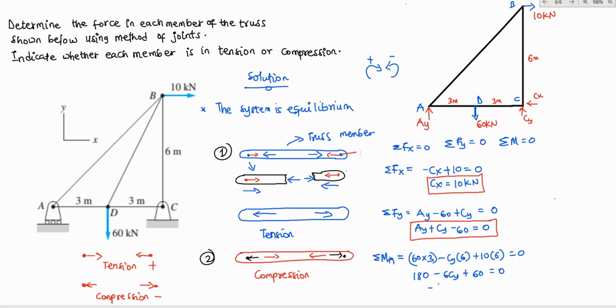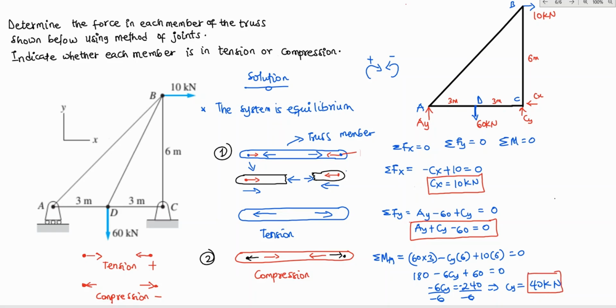So we're going to have minus 6Cy equals minus 240, sorry. So let's divide both sides by minus 6. So let's see what you are going to get for Cy. You're going to have Cy equal to 240 divided by 6. That gives us a value of 40 kilonewton. So that's the value for Cy.